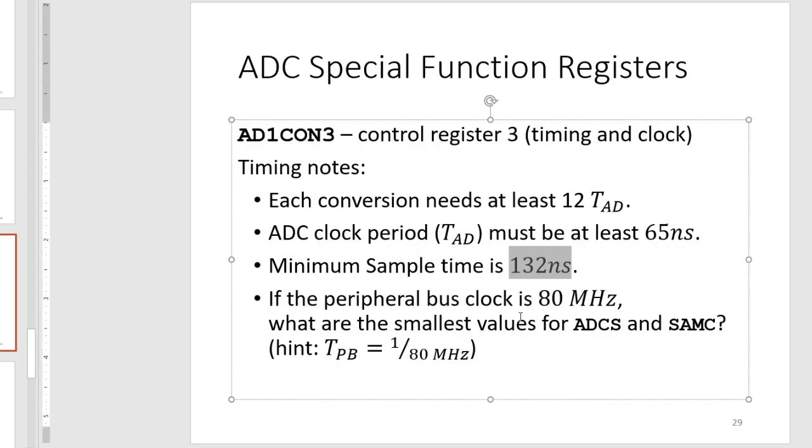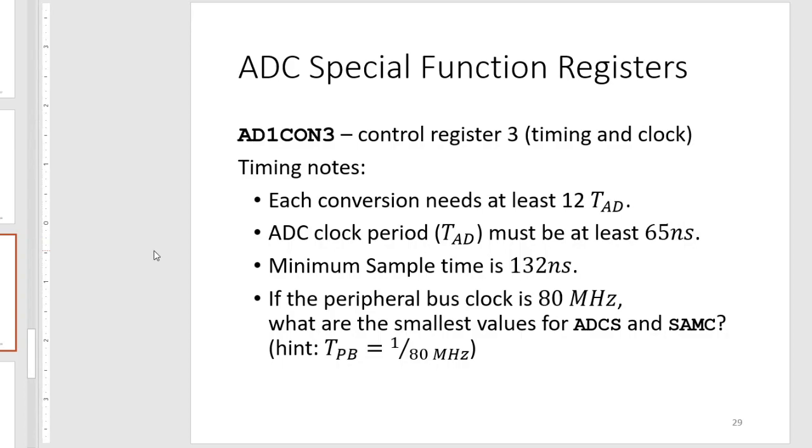So for example, if we have a peripheral bus clock of 80 megahertz, what should we set as values for our ADCS and SAMC? And those are the control registers.